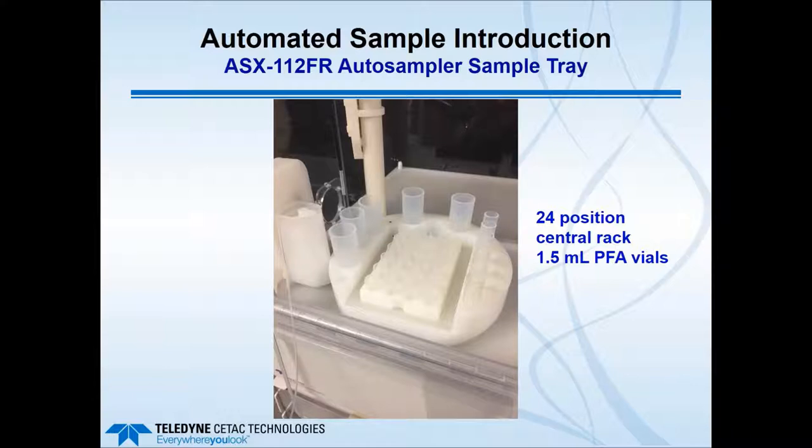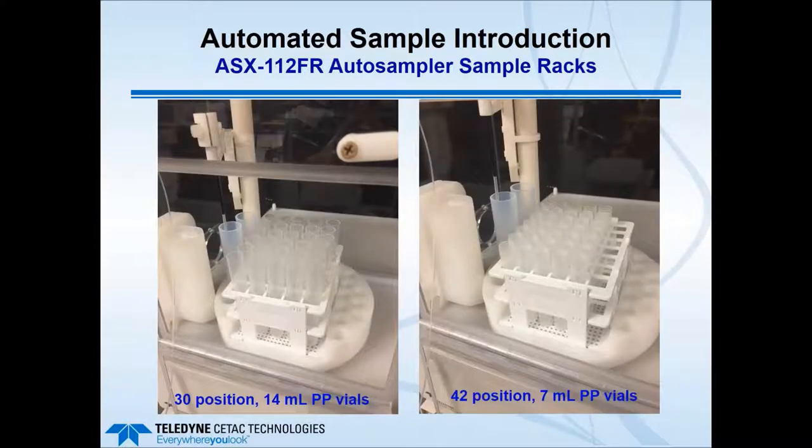If larger sample volumes are available, there are a couple of options there. There's a 30 position Bellard half rack and a 42 position Bellard half rack that can also be placed in the tray to hold larger sample vials. We do have polypropylene vials, 14 mil and 7 mil, available. There are often also PFA vials available on the market that could also be used.